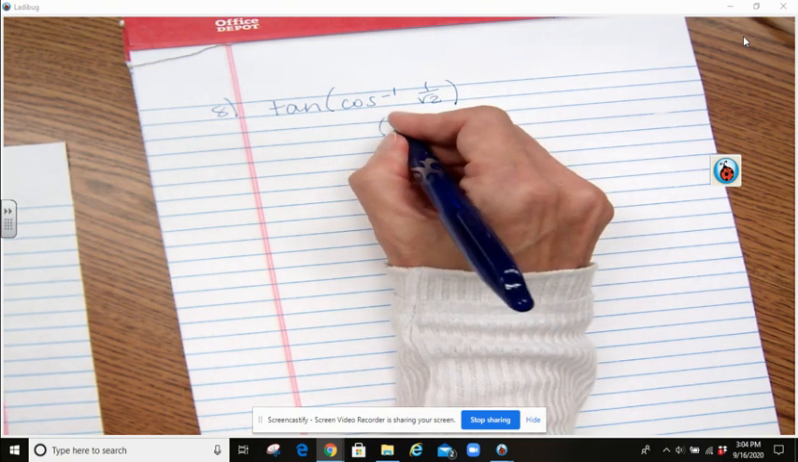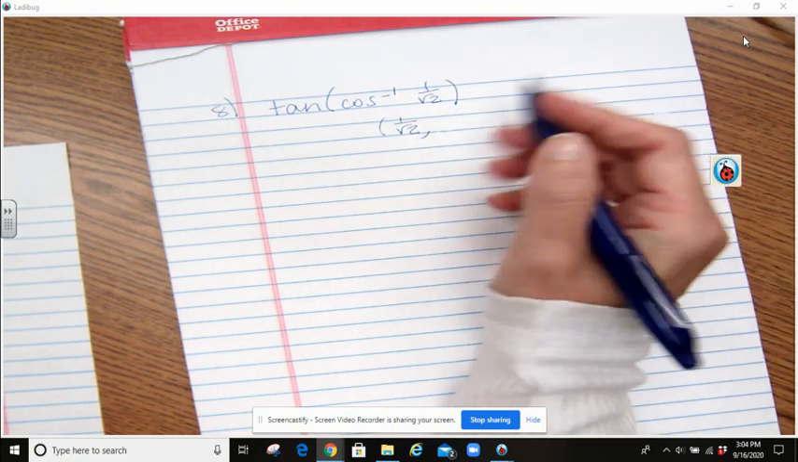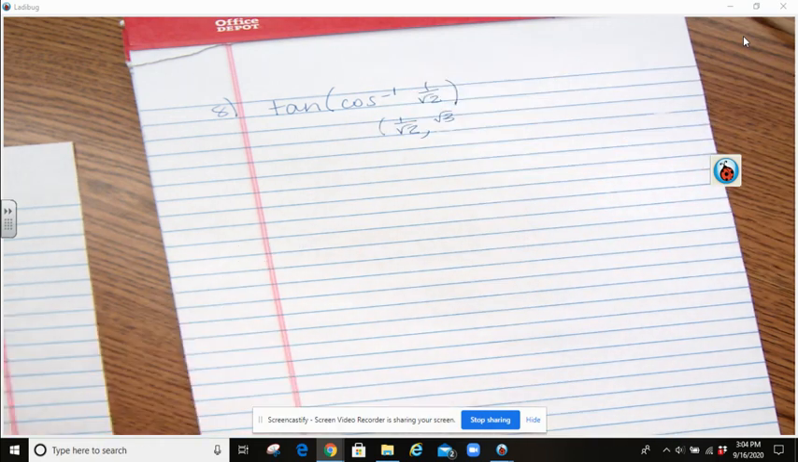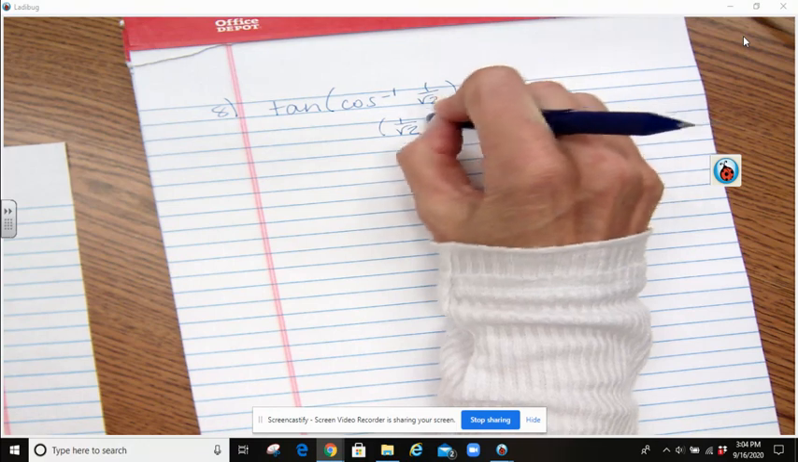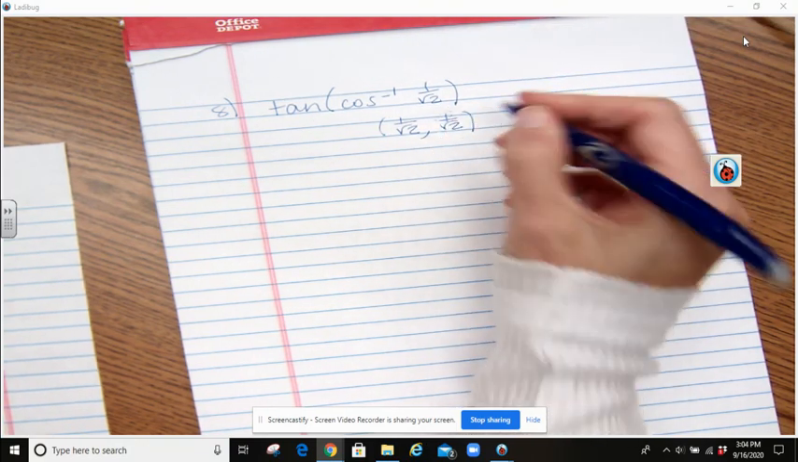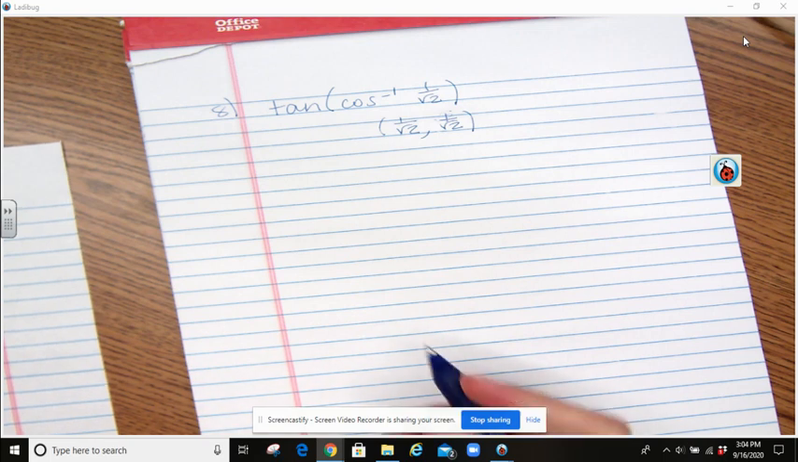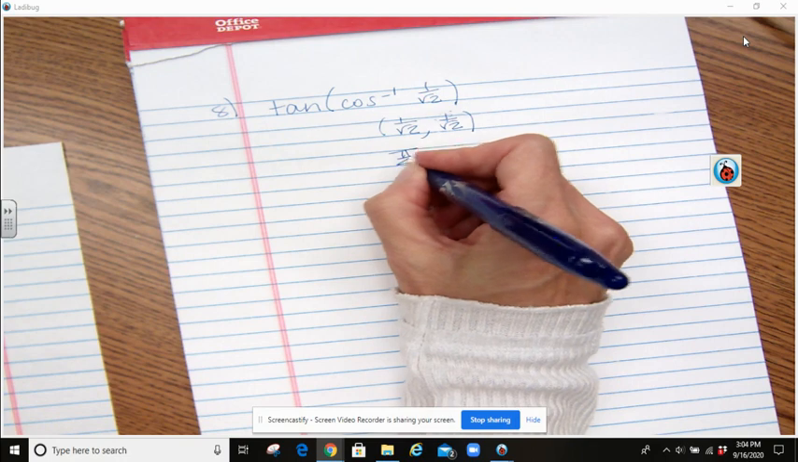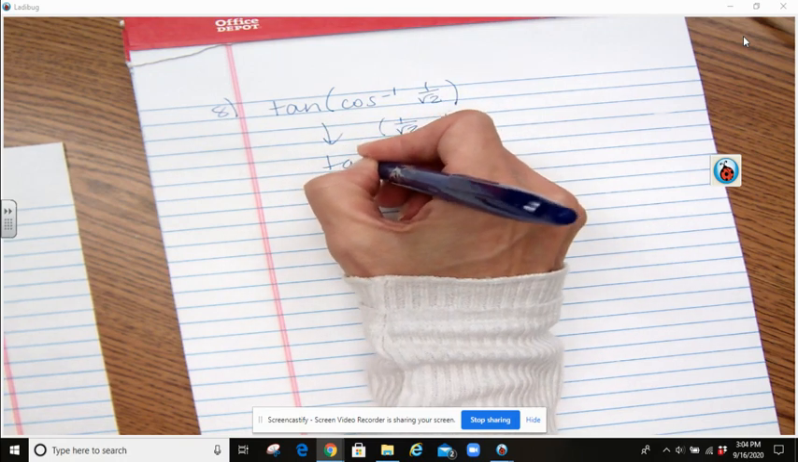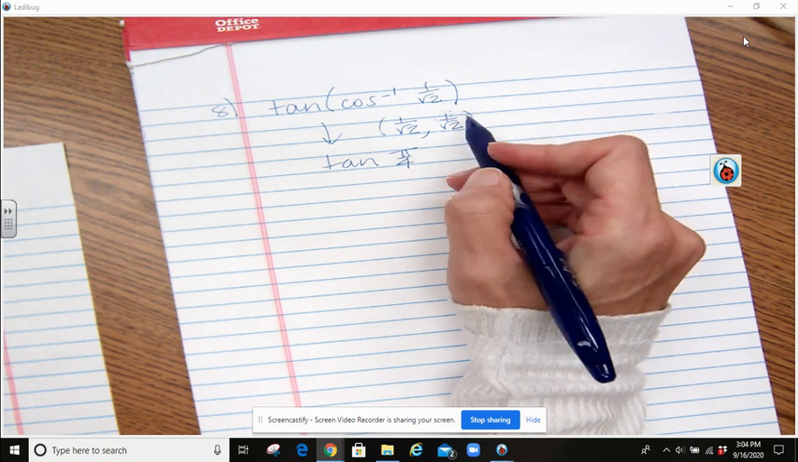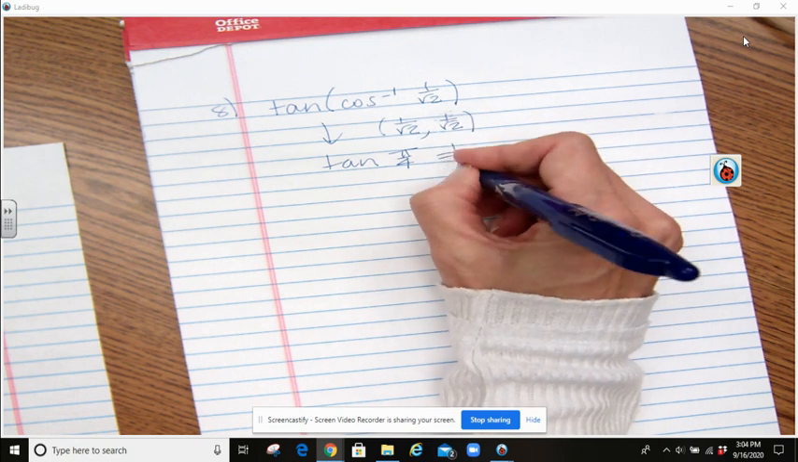The x-coordinate is 1 over root 2. So I know for sure that the y-coordinate must be 1 over root 2, thinking from your 7 ordered pairs. And the angle that gives me that ordered pair is pi over 4. So then I want to find the tangent of pi over 4. Same ordered pair, so I just have to do the y divided by the x, and the answer is 1.